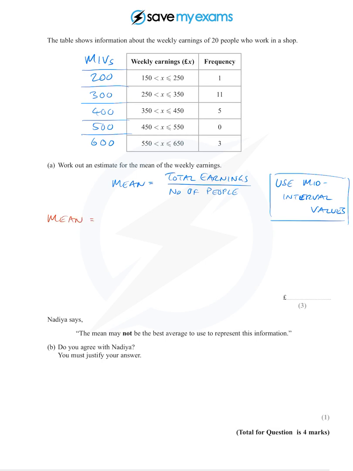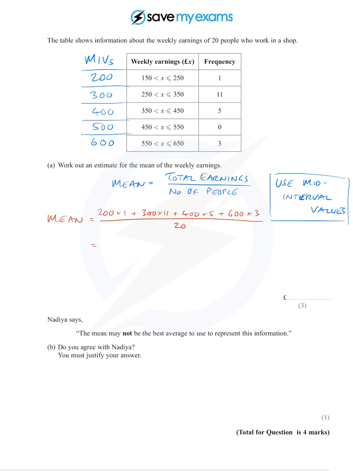Well, we take the mid-interval values and we multiply them by the frequencies, because the person in this bracket, there's only one of them. And so that is £200 times 1. And then we add to that the £300 times 11, and then £400 times 5, and then £500 times 0. I'm not even going to put that one in because 500 times 0 is 0. And we've then got 600 times 3, and that is all divided by 20.